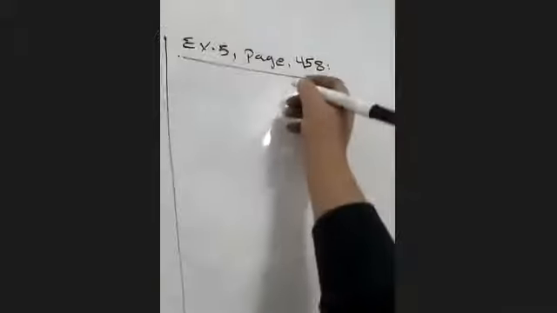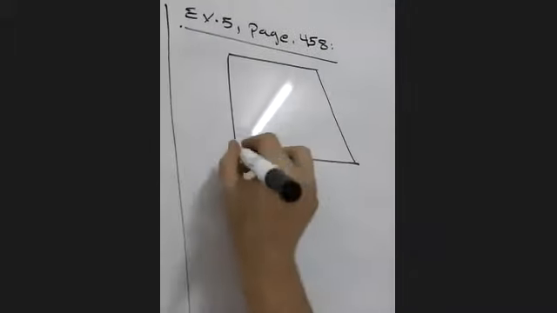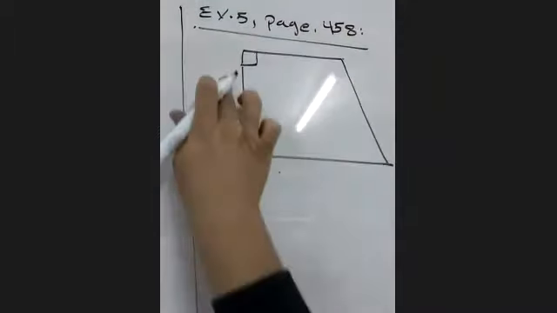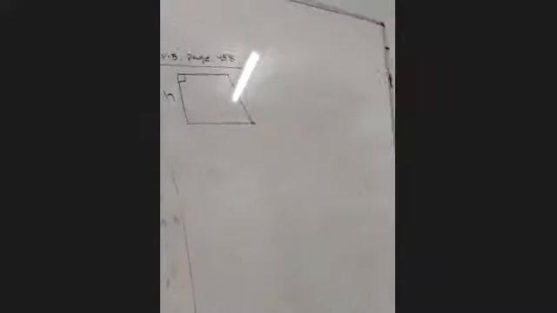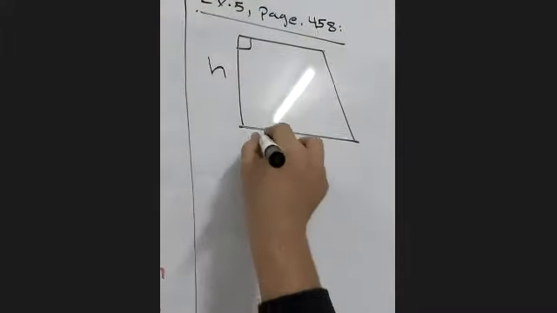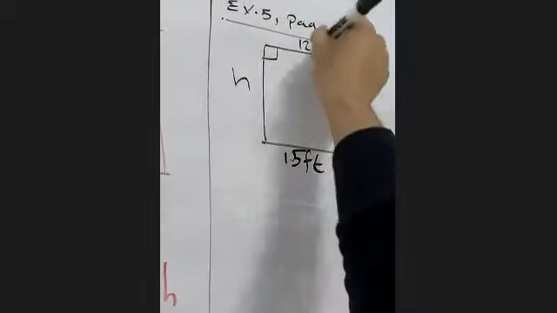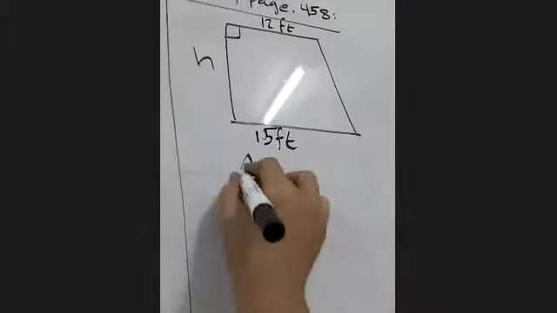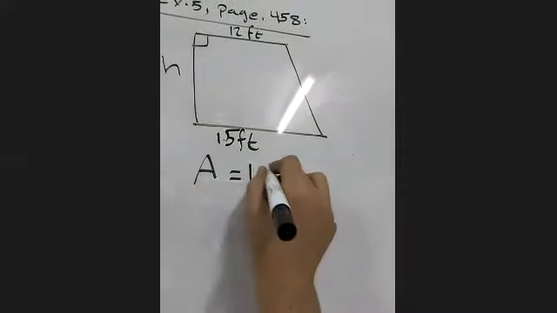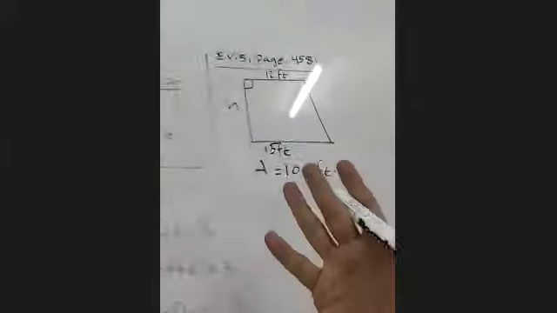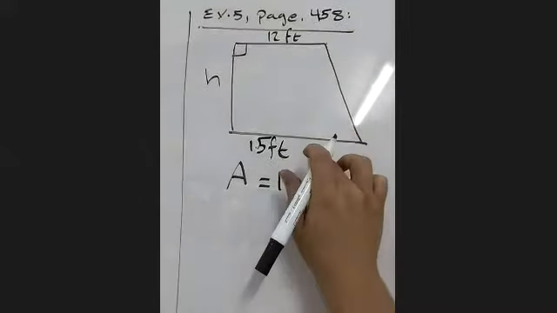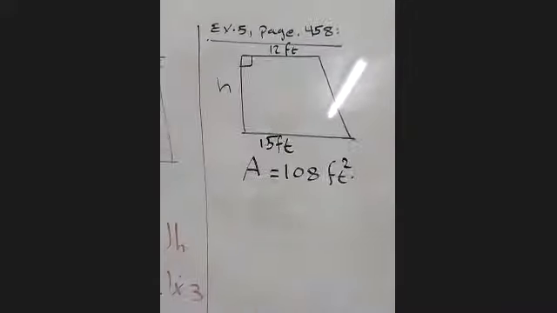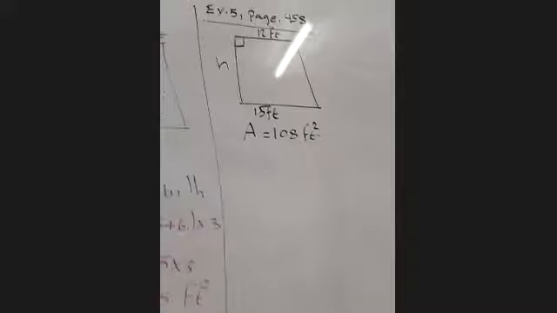Find the missing dimension of the trapezoid. Good. We have a trapezoid, guys. Down here, what we have? 15 feet. Up, 12 feet. And under the 15 feet, they wrote A equals 108 feet squared. Here, the area is given, base 1 is given, base 2 is given, and we want to find the height, right? What's the first step?